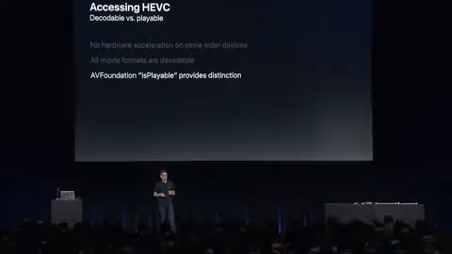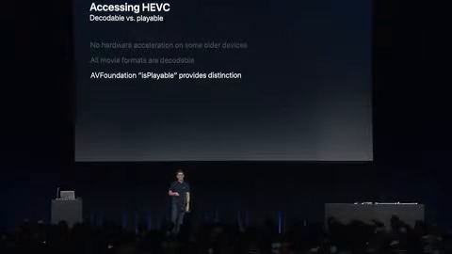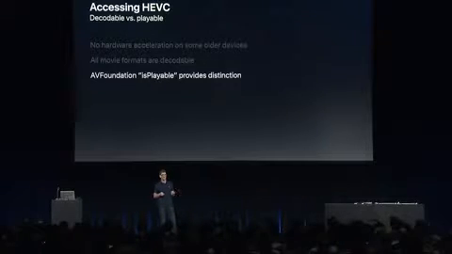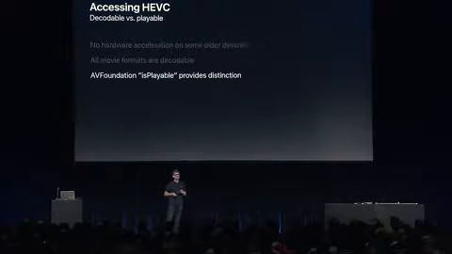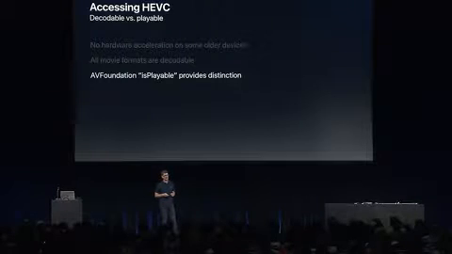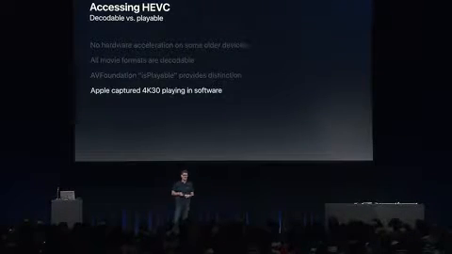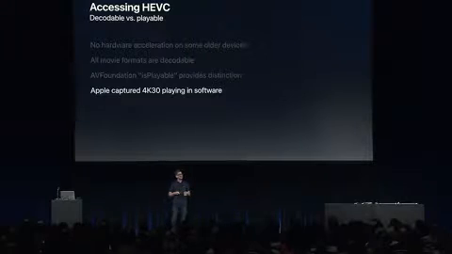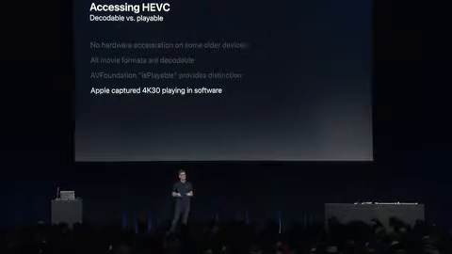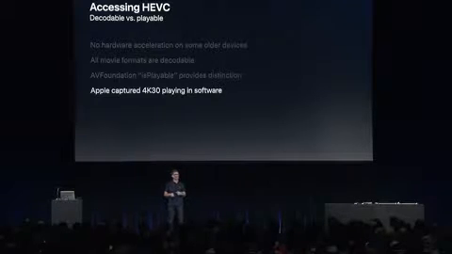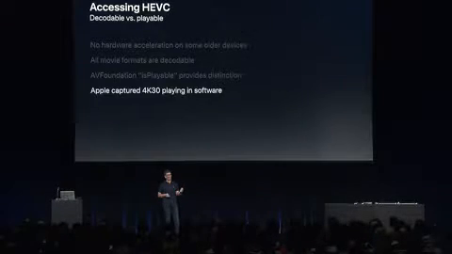So AV Foundation, through its API, supports the notion of isPlayable. And this indicates whether a device's video level supports the movie for playback. If true, you should experience smooth playback without incurring any significant power or thermal costs for videos of extended durations. For example, even though Apple captured 4K 30 is decodable across all of our supported systems, it's unlikely to be marked as playable on some of our older hardware, like the iPhone 5S.